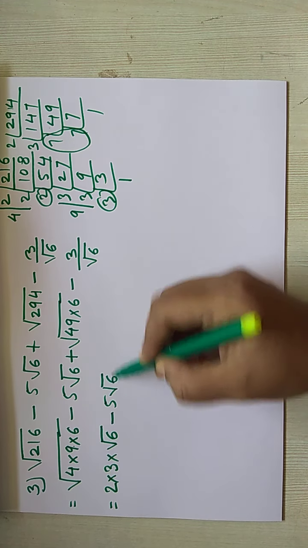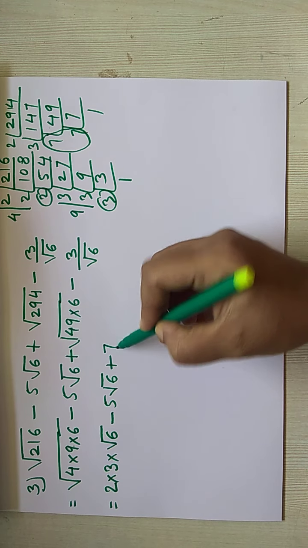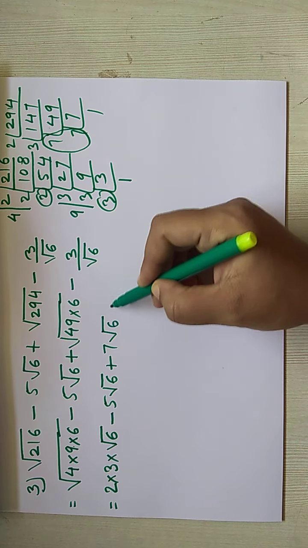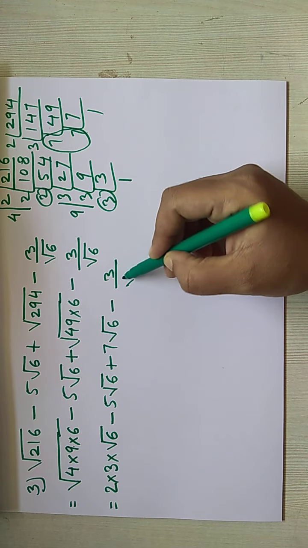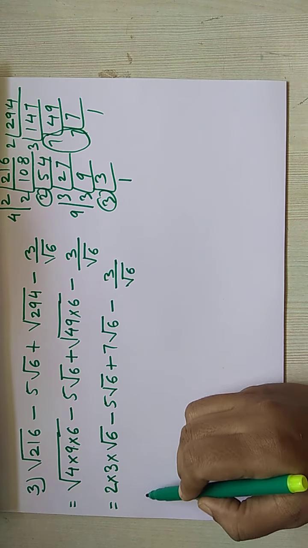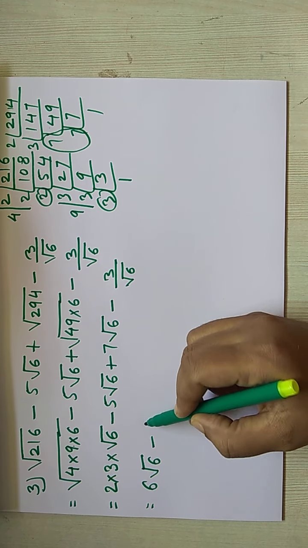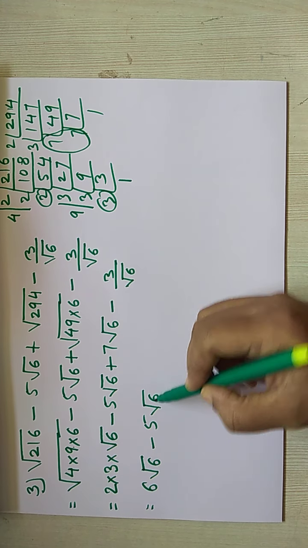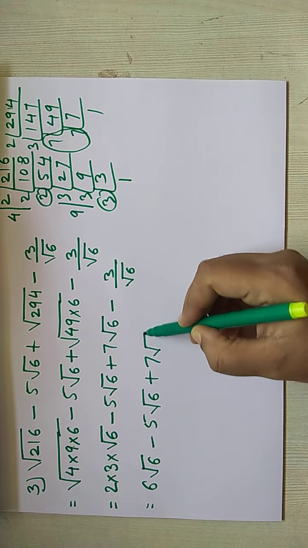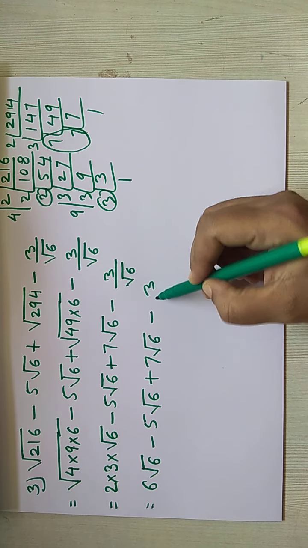5 root 6. 49 square root is 7. Again root 6 will remain inside. 3 upon root 6. Now this will be 6 root 6, minus 5 root 6, plus 7 root 6, minus 3 upon root 6.